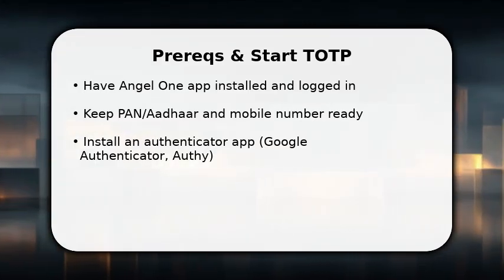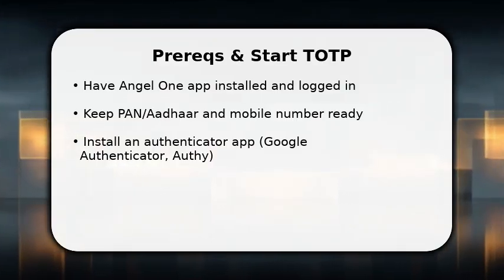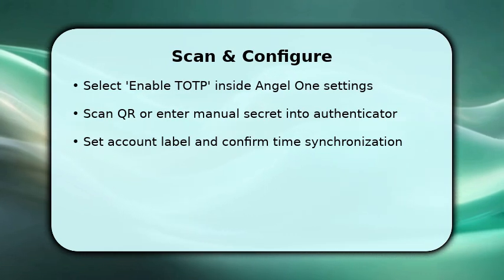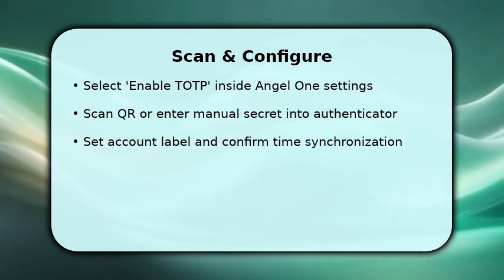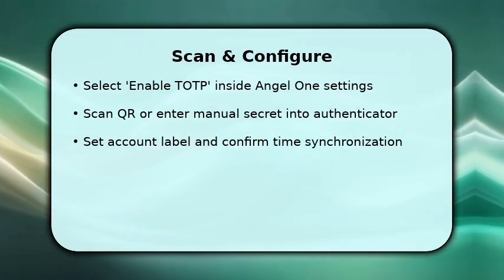Act now so the temporary codes stay valid. QR codes expire quickly, and waiting breaks the pairing process. Once you reach the top screen, choose Enable or Set up TOTP. The app will show a QR code and a manual key. Scan it with your authenticator or copy the key into it.